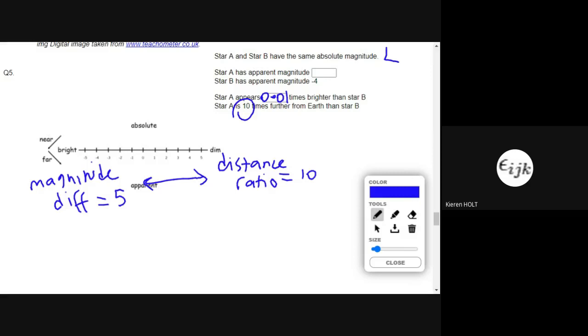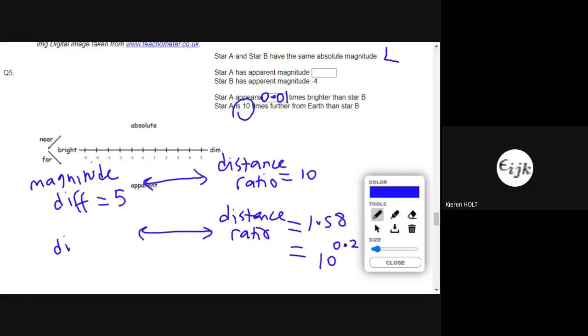If it had been, I'll just, for the sake of it, choose a different distance ratio. What if my distance ratio had been 1.58? What I'd need to do is work out what power of 10 that was. And that happens to be 10 to the power of 0.2. That would transfer to a magnitude difference of just 1. And you can see there that because the power is 1/5, that's from 10 to the power 1 to 10 to the power of 0.2, the difference in magnitude is 1/5.